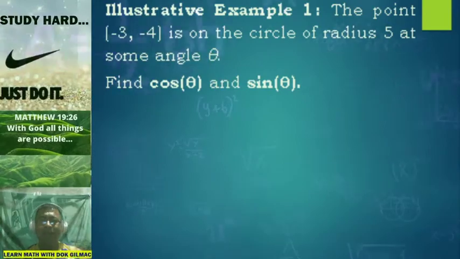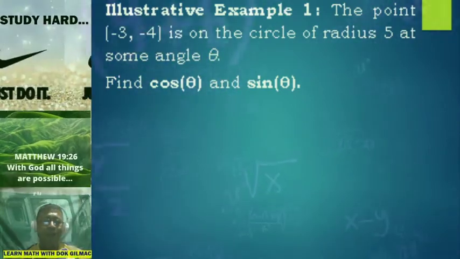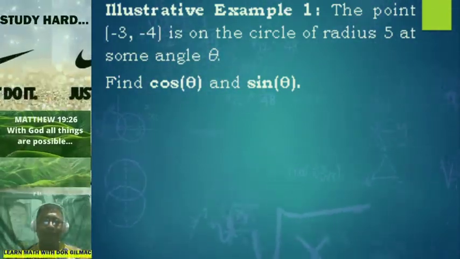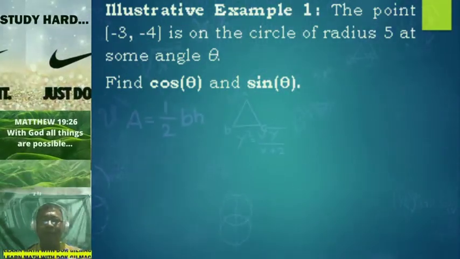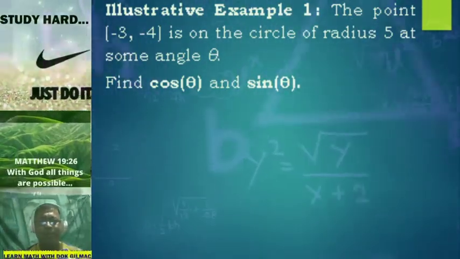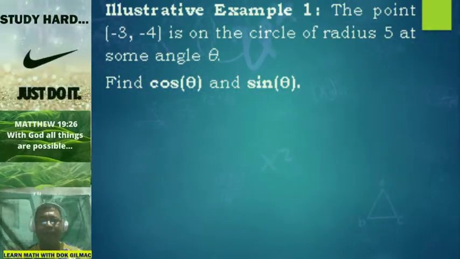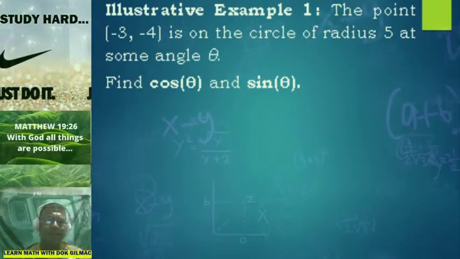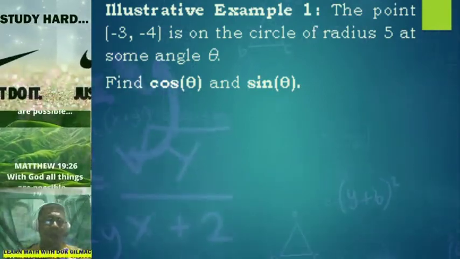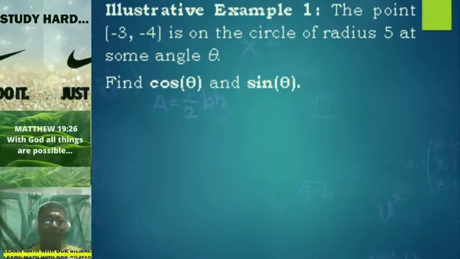Consider an illustrative example number 1. The point negative 3, negative 4 is on the circle of radius 5 at some angle theta. Find cosine theta and sine theta. In this particular example, class, the radius is already given, which is equal to 5.